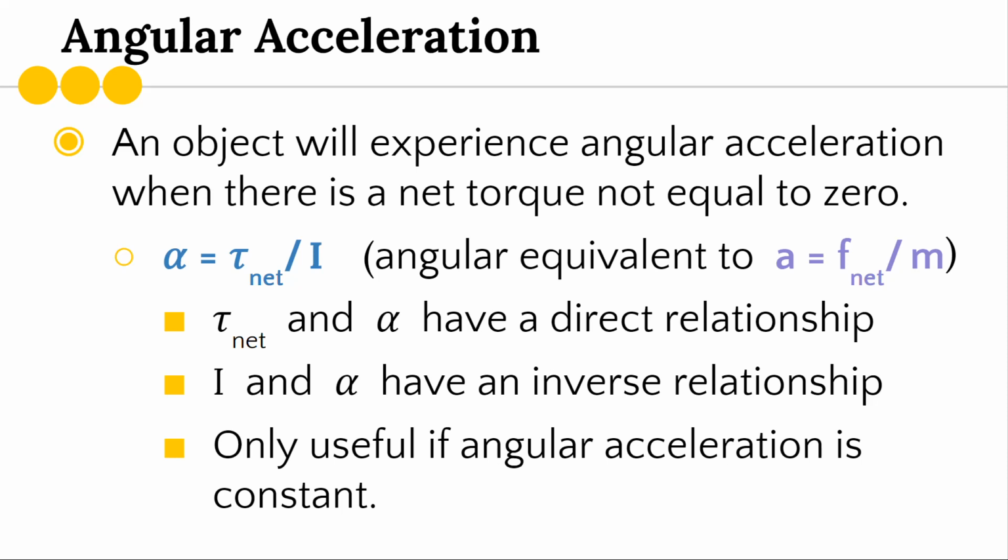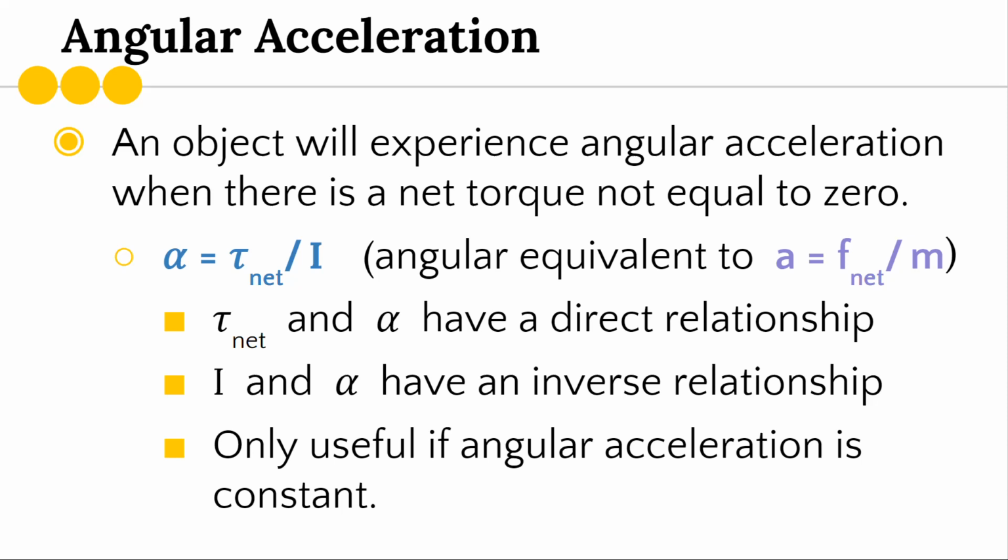So again, we can write that as alpha equals net torque divided by I. You could write it as net torque equals I alpha, okay, but it's the angular equivalent to our second law equation. Net torque and angular acceleration have a direct relationship. Again, you can see that in the equation. Moment of inertia and angular acceleration have an inverse relationship, and again, you can see that in the equation.